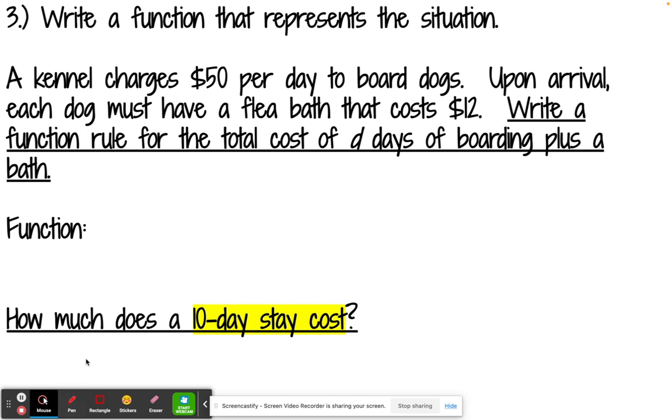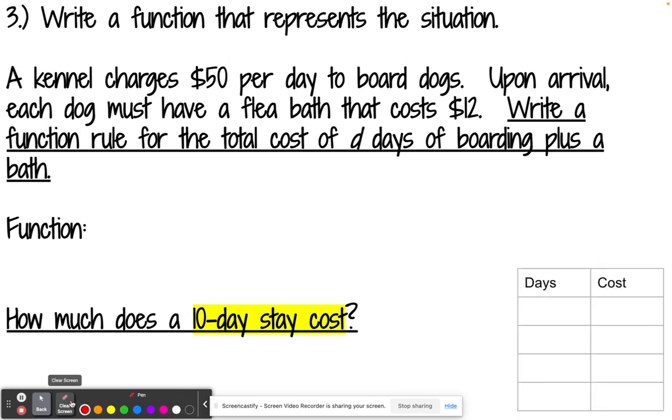Let's look at our next situation. I have a kennel that charges $50 per day to board dogs. So if I say 1 day it's $50, 2 days $100, 3 days $150. Notice this is where I'm multiplying. I'm multiplying $50 times my number of days. Upon arrival, each dog must have a flea bath that costs $12. They don't have to have a flea bath every day, just when they get there.